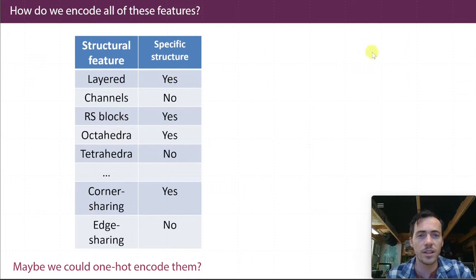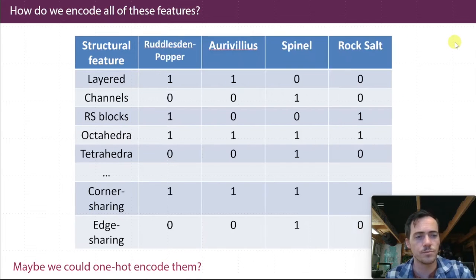If you do that, let's see how this would look for some of our different materials. Here we have a couple of different materials we saw previously. You've got your Ruddlesden-Popper phase, your perovskite, your spinel, and your rock salt. Let's just do this simple example. We could ask, is it layered? Does it have a clearly layered structure? In a couple of these, the answer is definitely yes. In the other ones, no, it is not.